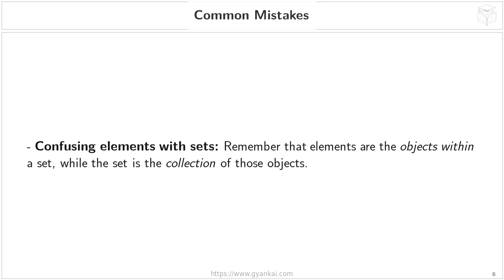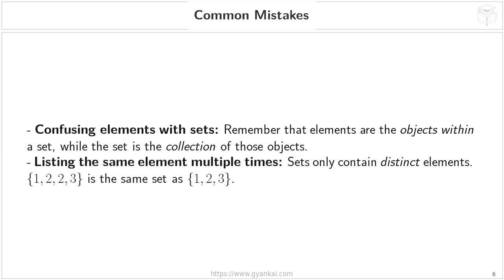Common mistakes. First, it's crucial to avoid confusing elements with sets. Think of it this way. A set is like a container, and the elements are the things inside the container. So, if we have a set of fruits, the set itself is the collection, and the apples, bananas, and oranges are the elements. The set is the collection, not one of the items within it.